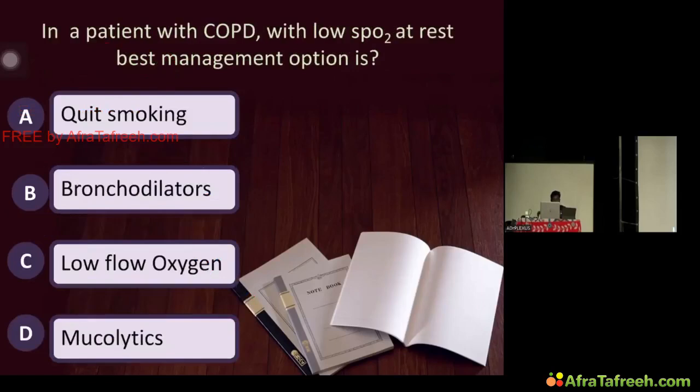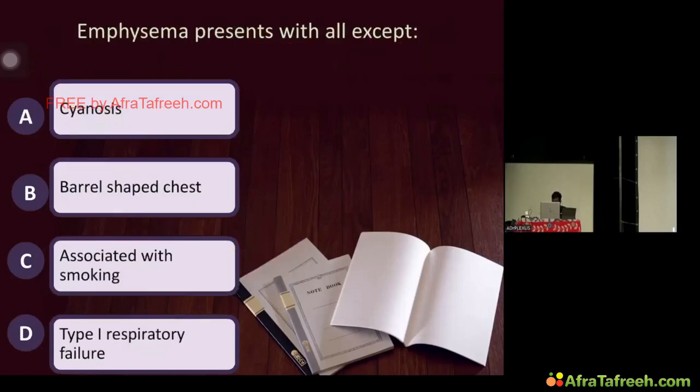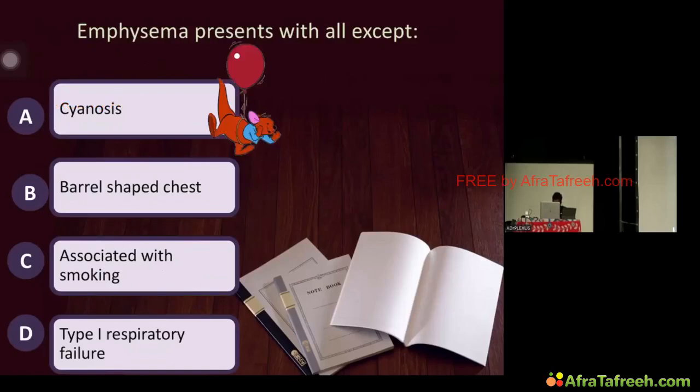In a COPD patient with low SpO2 at rest, the best management option is long term therapy with low flow oxygen. Emphysema presents with all except, it is pink puffers, right? So cyanosis is absent. They have a barrel shaped chest associated with smoking, type 1 respiratory failure.